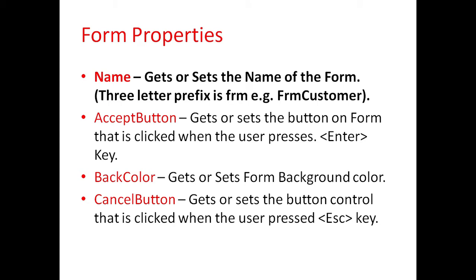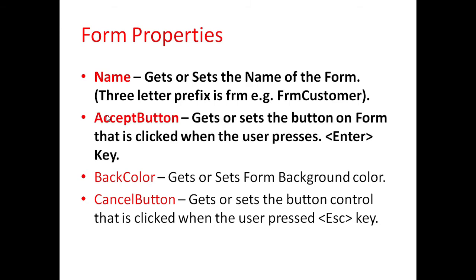First is name, which is used to get and set the name of the form. While naming the form, the three-letter prefix is FRM, that is the starting letters for defining the form control. For example, FRM customer. These three letters are used to identify the control, that is which controls you are using.